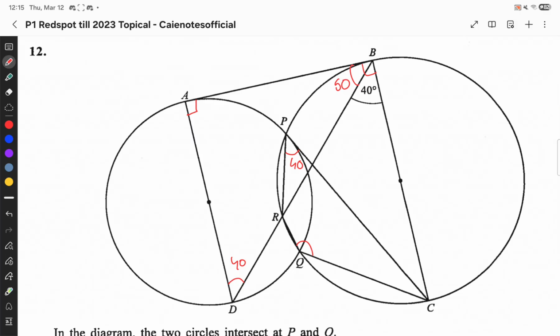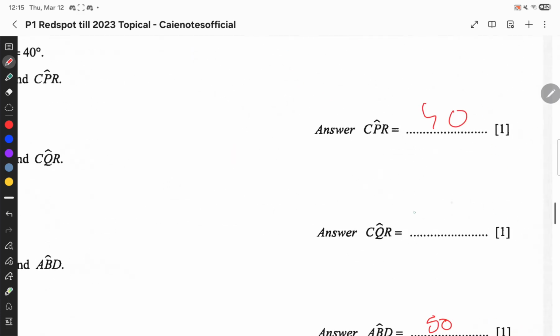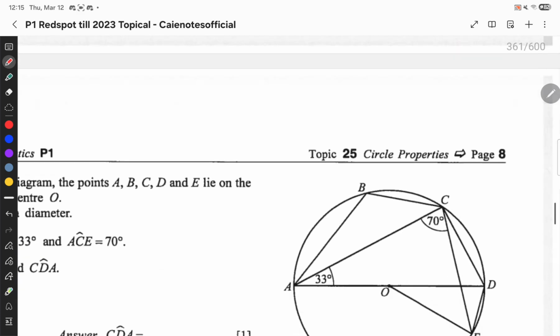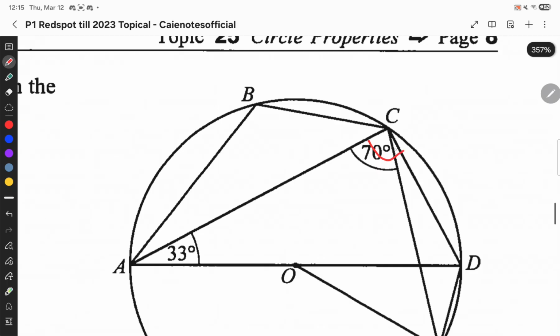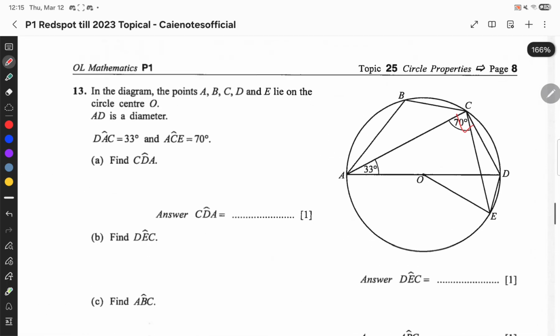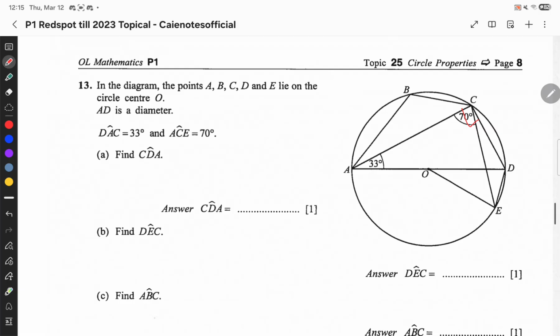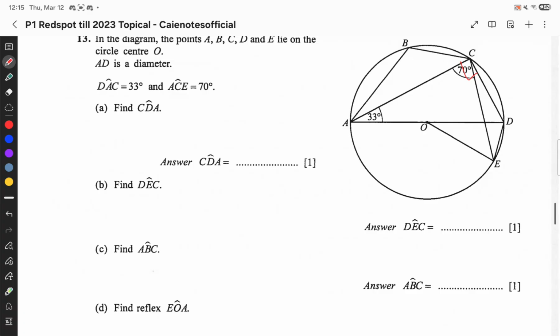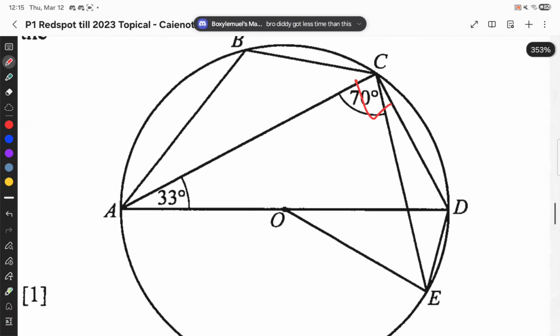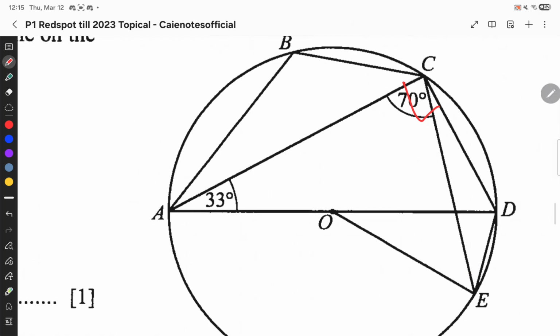So this is 180 minus 40, which is 140, and that is a massive angle. So yes, it is 140. Oh, AD is a diameter, meaning C is 90. We might have something to do with this, like find ECD. CED. DEC. Let's just keep going.